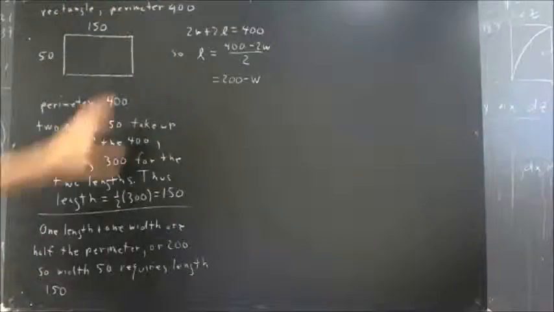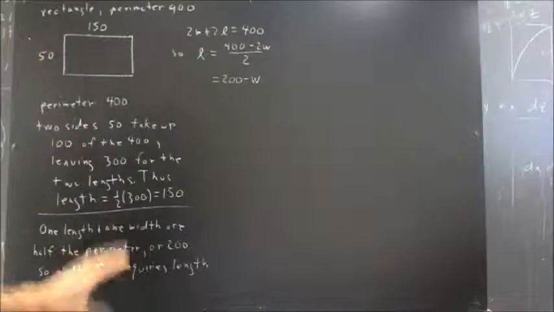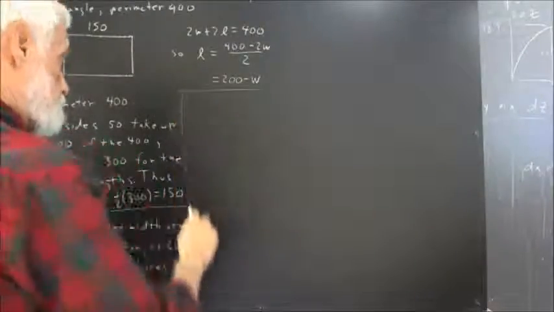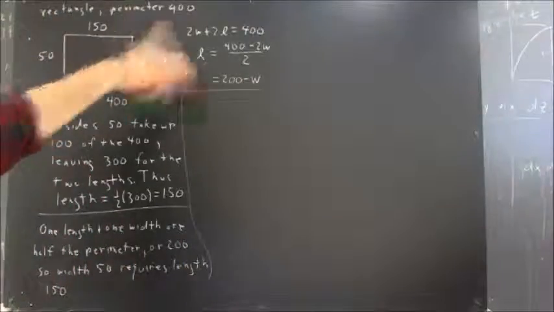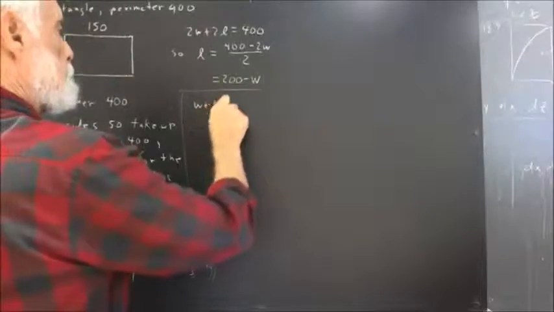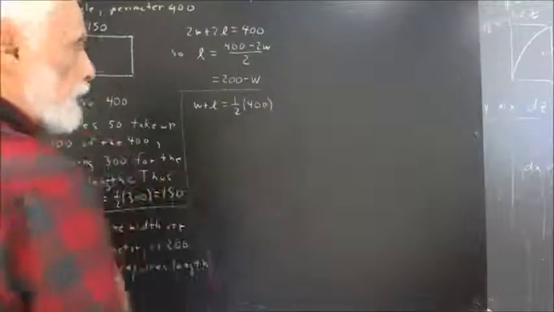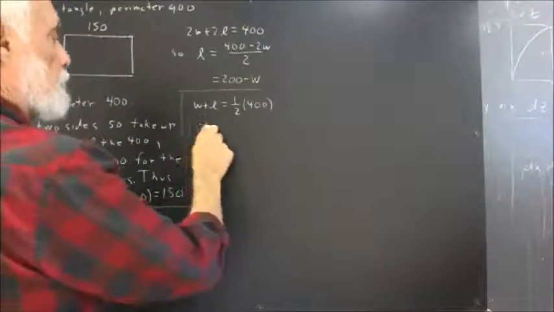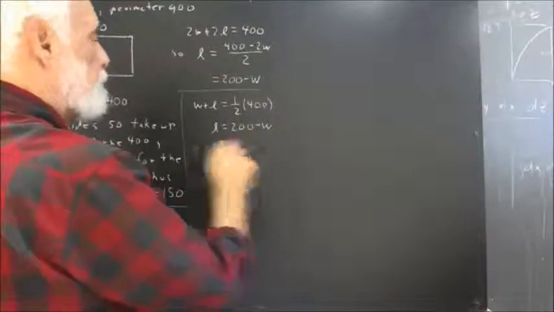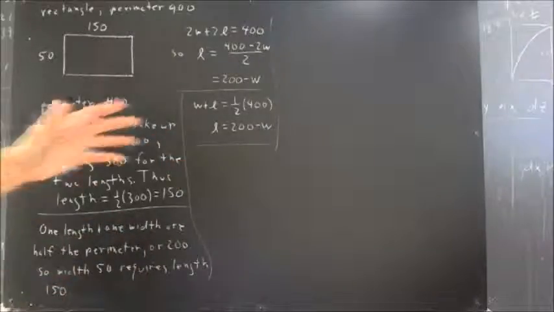If you can't, then you need to do some heavy-duty review to get up to the point where you can really understand what we're doing here. Okay. So, another way, of course, is that width plus length is 1/2 of 400, which leads you very quickly to length equals 200 minus width, etc. Many ways to get this.